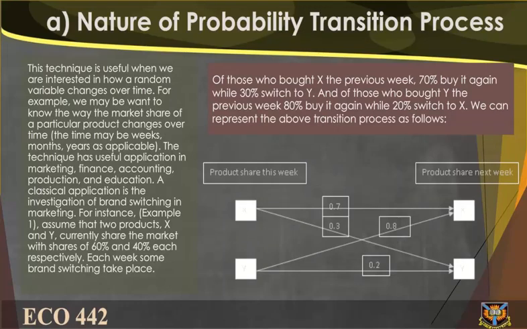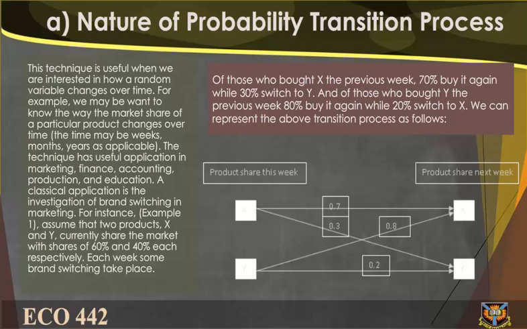A. Nature of probability transition process. This technique is useful when we are interested in how a random variable changes over time. For example, we may want to know the way the market share of a particular product changes over time. The time may be weeks, months, or years as applicable. The technique has useful application in marketing, finance, accounting, production, and education. A classical application is the investigation of brand switching in marketing.